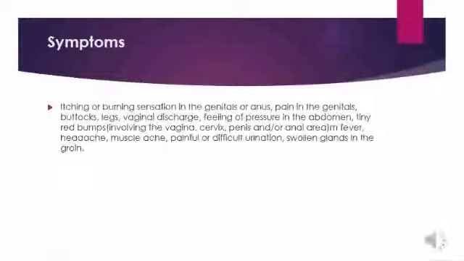Symptoms of genital herpes include itching or burning sensation in the genitals or anus, pain in the genitals, buttocks, legs, vaginal discharge, feeling of pressure in the abdomen, tiny red bumps involving the vagina, cervix, penis, and/or anal area, fever, headache, muscle ache, painful or difficult urination, swollen glands in the groin.